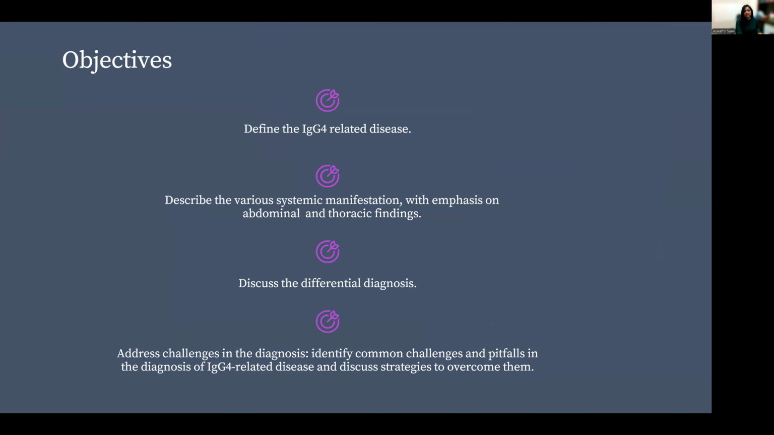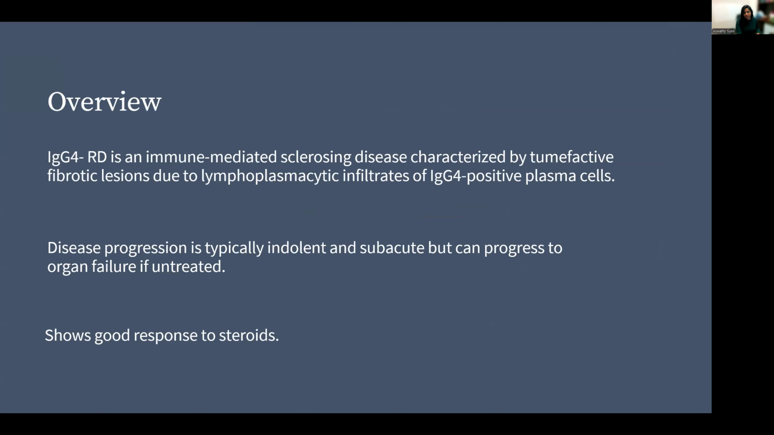My objectives are to define IgG4-related diseases, to describe the various systemic manifestations, to discuss the differential diagnosis, and to address the challenges in diagnosis. No disclosures. So IgG4-related disease is a sclerosing disease which results in tumefactive fibrotic lesions.